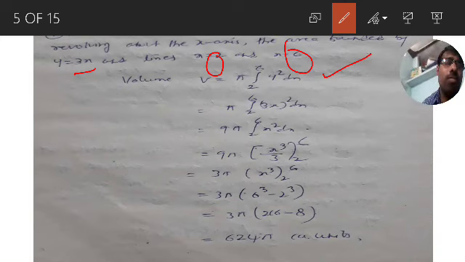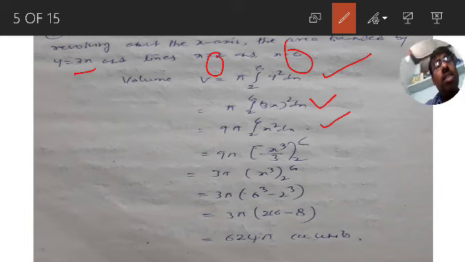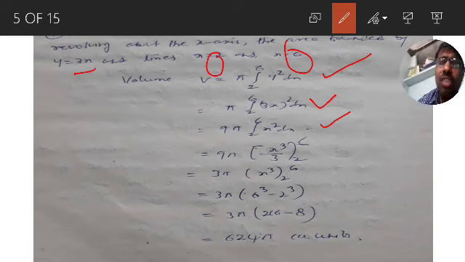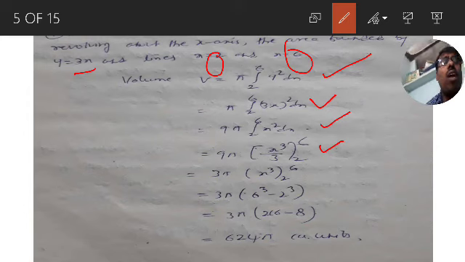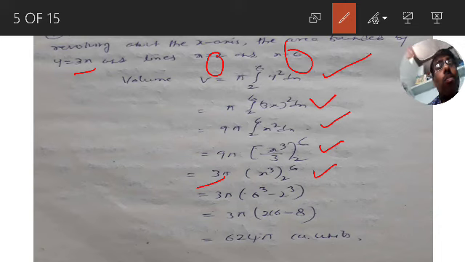Now, what is y? 3x. So, pi into integration 2 to 6 of (3x) whole square into dx. 3 square is 9, so outside, 9 pi into integration 2 to 6 x square dx. Integration of x power n is x power n plus 1 by n plus 1. So integration of x square is x power 3 by 3. The 3 cancels with the 3, so 3 pi, constant, x cube from 2 to 6.